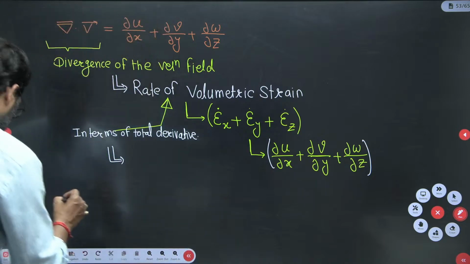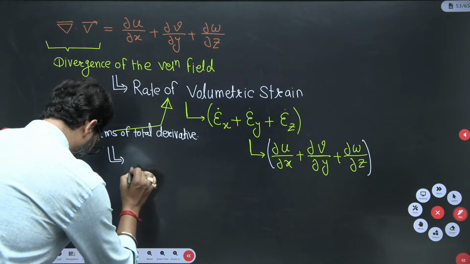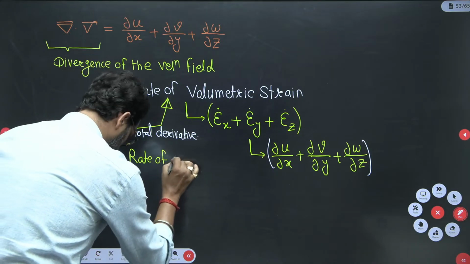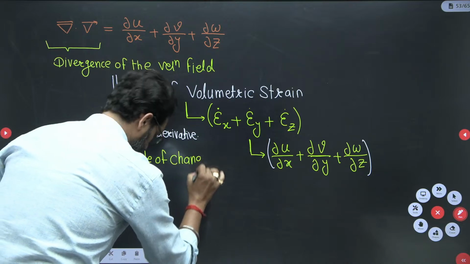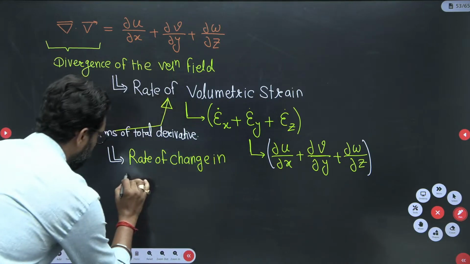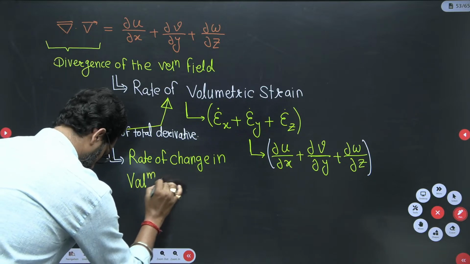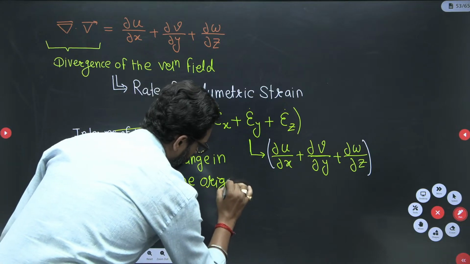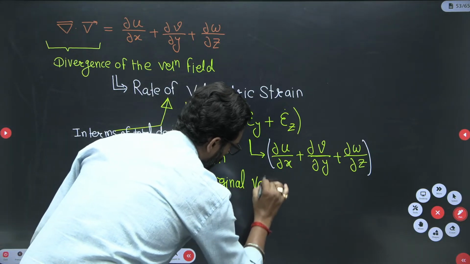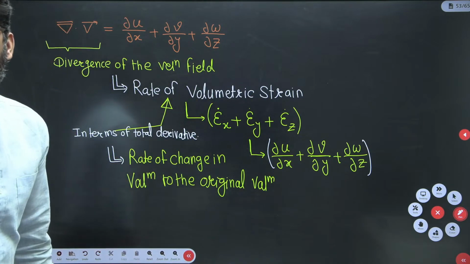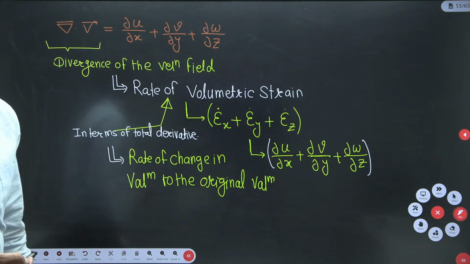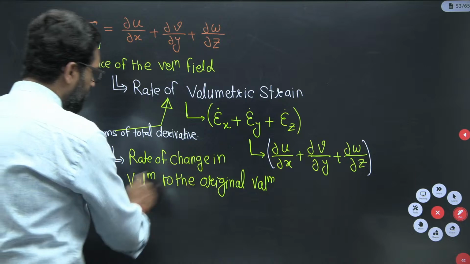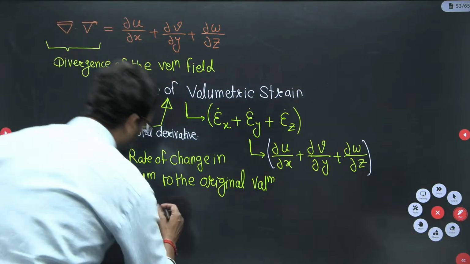Okay, rate, that means in terms of total derivative, that means rate of change in volume to the original volume. That means rate of change in volume to the original volume. So how will we write it?